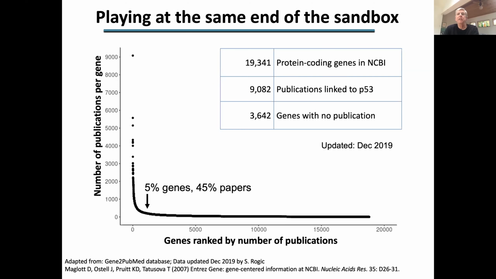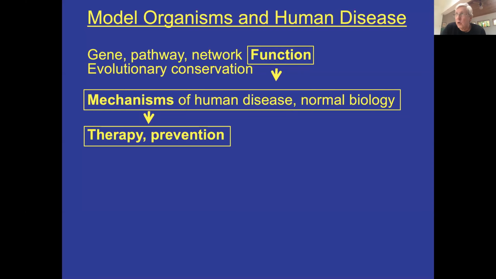And this just emphasizes the importance of model organisms like yeast, worms, flies, zebrafish, and mouse, and other organisms, Tetrahymena, E. coli, and Xenopus, that are required really to understand the function of human disease genes. So by understanding the function of the orthologs, the genes, the pathways, and networks, and through the fact that genes are so evolutionarily conserved, we can infer mechanisms of human disease and normal biology. And that's where the keys are to rational approaches to therapy and prevention.